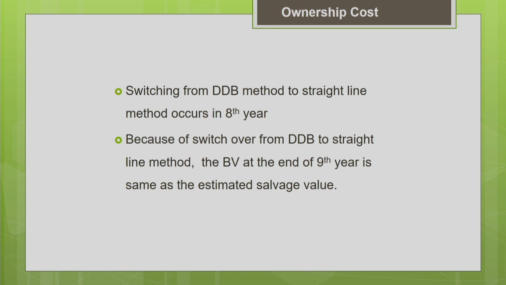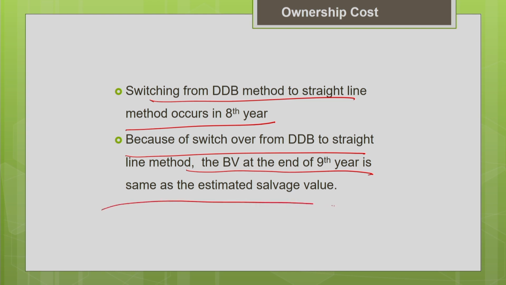So switching from DDB method to straight line method, we have done it in the 8th year. Because of the switch over, I am able to see that the book value at the end of 9th year is same as the estimated salvage value. So this is the benefit of switching over from one method to another method.